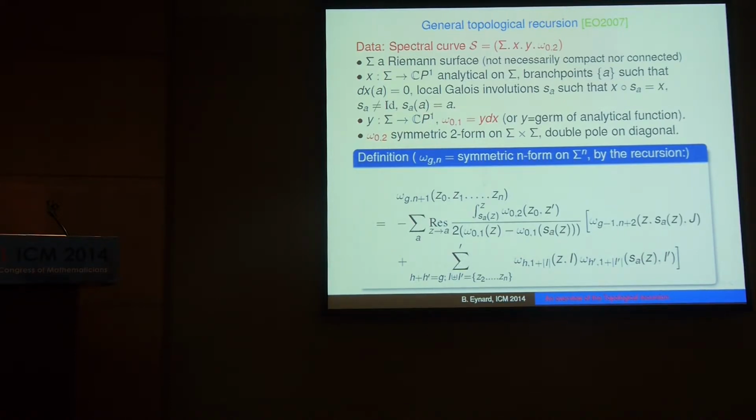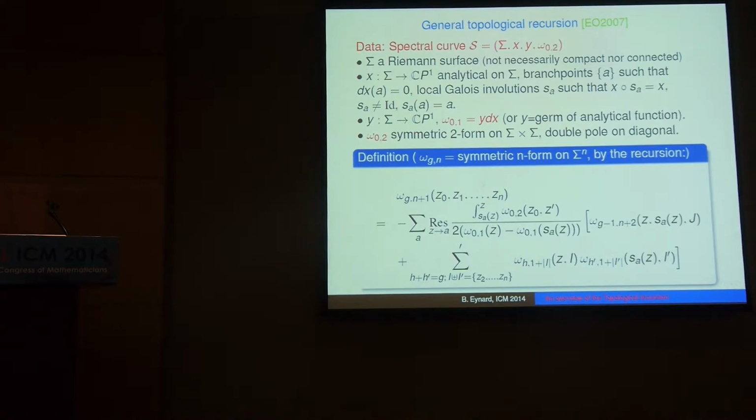and y on it. And also omega 0,2 will be a symmetric two-form on sigma cross sigma, which has a double pole on the diagonal and no other pole. Well, in fact, since I'm going to only compute residues, what I really need is not really a Riemann surface. It's only local formal neighborhoods at each branch point. So it's a set of local neighborhoods of each branch point.